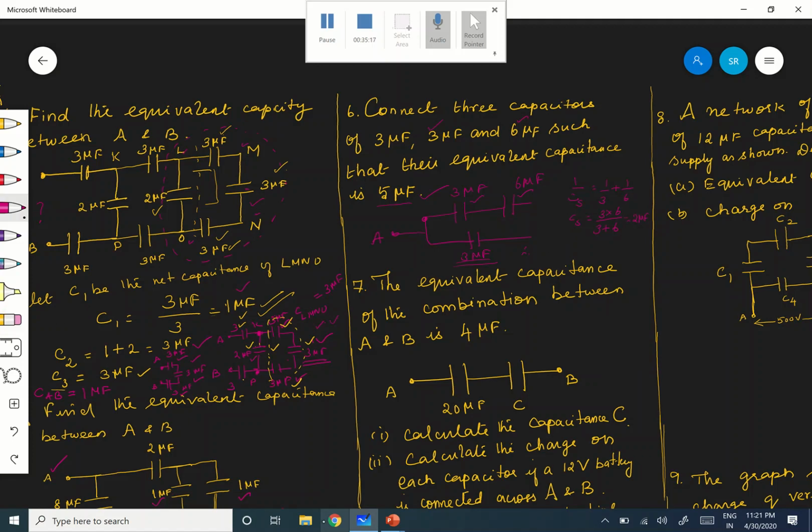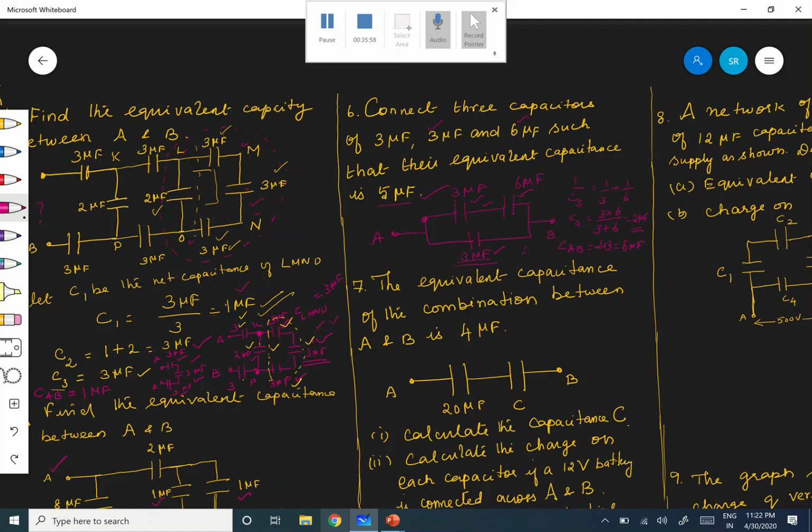Now I think A, and this is A. Between A and B, I want the equivalent capacitance. Therefore, CAB is equal to CS. What is CS? It is 3 microfarad and 6 microfarad in series. For that, you get 2 microfarad. And that 2 microfarad and these 3 microfarad are in parallel. Therefore, you will get 2 plus 3, that is equal to 5 microfarad. That's it. Right. Next one.